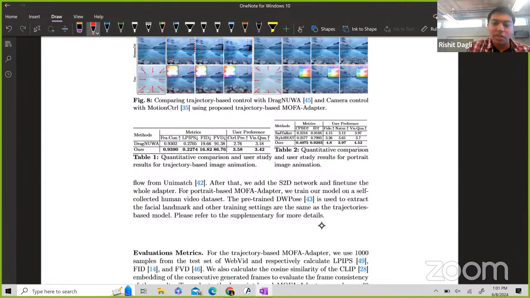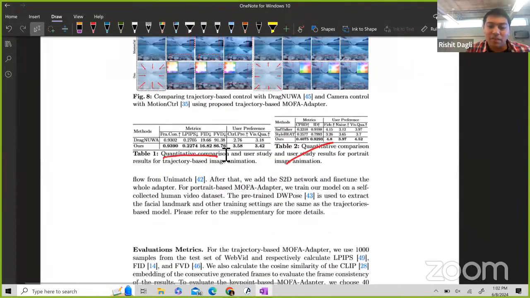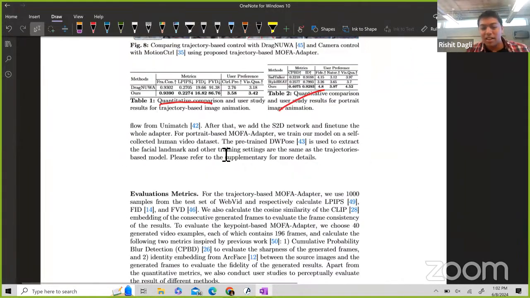This is a user preference evaluation, so I guess we can skip through that. And then they also have some metrics for DragNUWA versus theirs, and oh well, this is fully a user study, so never mind. But for standard motion, they have quantitative results as well. So it seems to do better than DragNUWA, but I guess there's not a lot of things you can make out from metrics, especially in this.